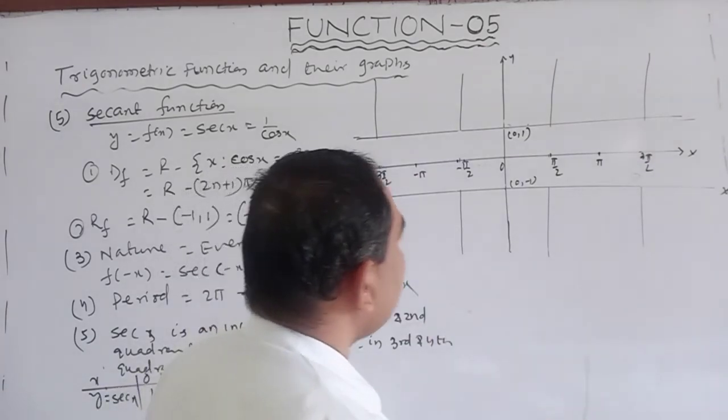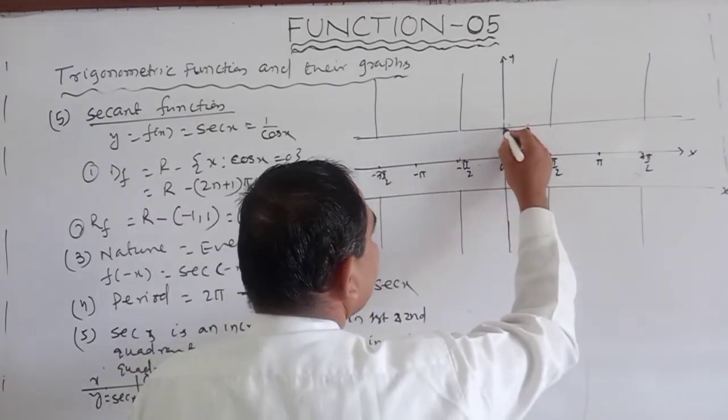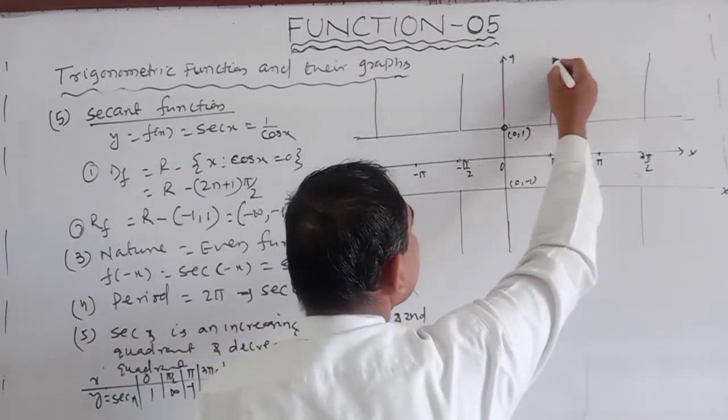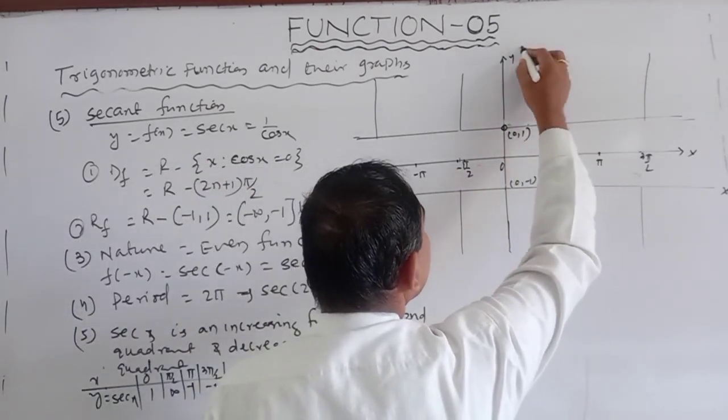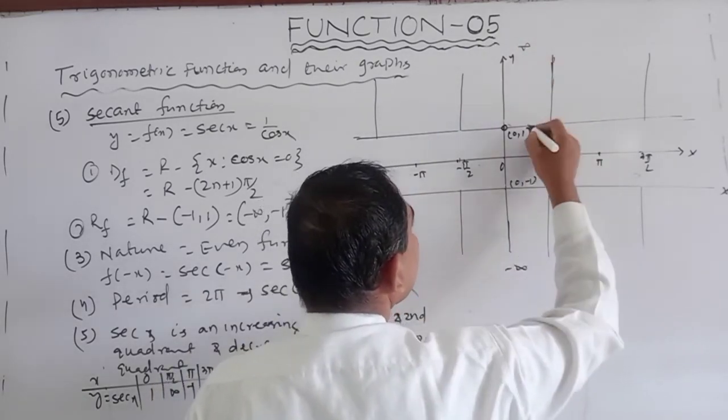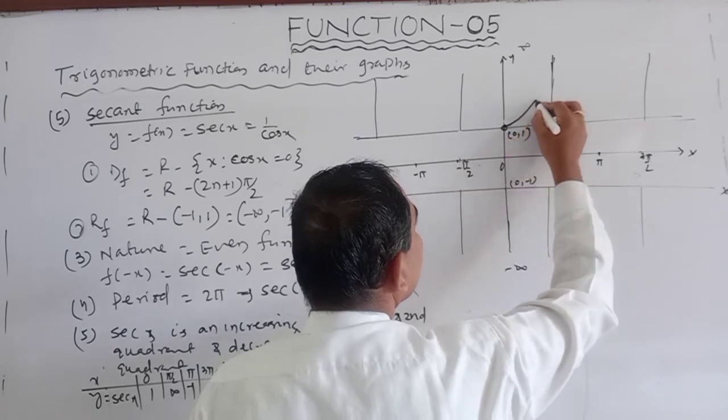sec 0 is 1. sec pi by 2 is infinity. This is plus infinity, this is minus infinity. So sec pi by 2 is infinity. Okay, so this is the curve, this type of curve.